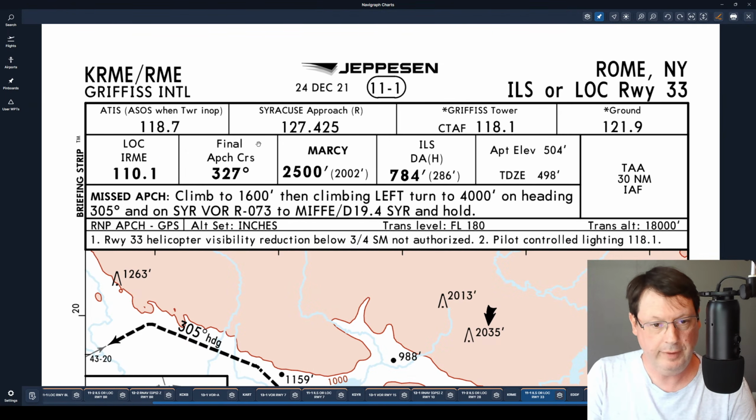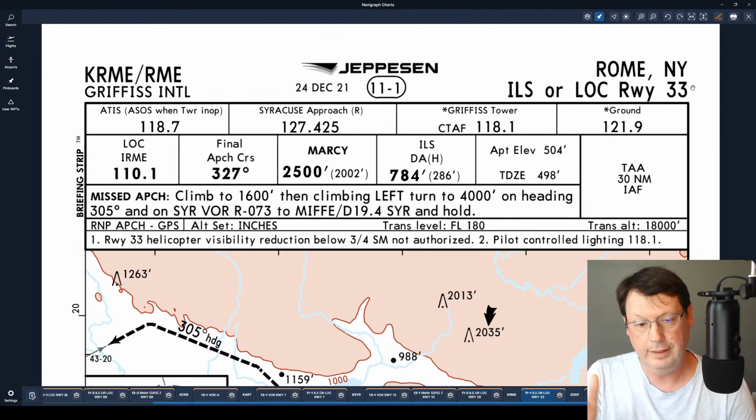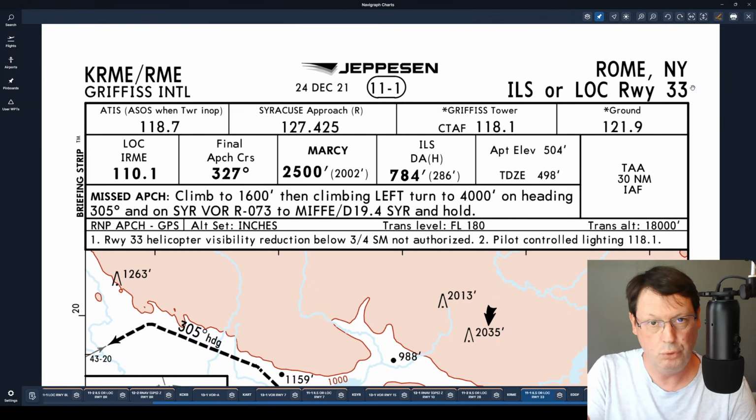And then here's your final approach course, which is 327. This is runway 33. Runways are given numbers. It's obviously not runway 327. It's runway 33. And the Earth's magnetic north actually moves. So over the course of 10, 15 years, it'll move far enough that you may have to actually change runway numbers, which is kind of interesting.